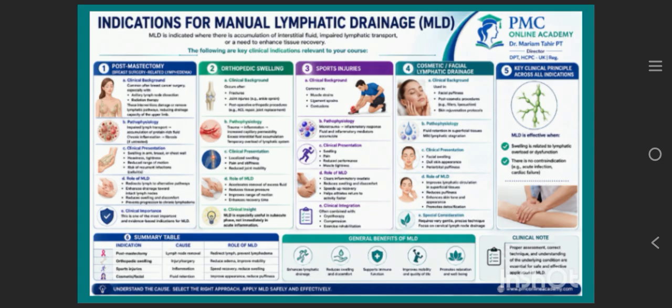So what are the key clinical principles across all indications? MLD is effective when swelling is related to lymphatic overload or dysfunction. Second, there is no contraindication, for example acute infection or cardiac failure. If these are not present, then MLD is effective.